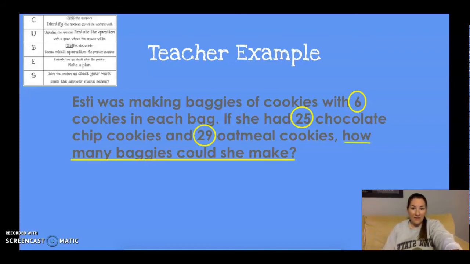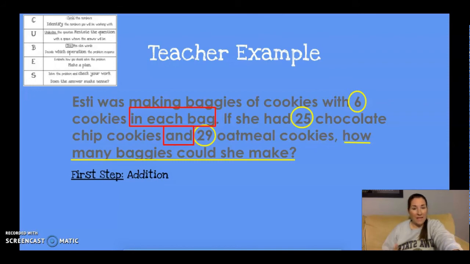Next, I'm going to underline the question. How many baggies could she make? So my answer will be she made blank baggies. Next, I'm going to box the important words. So if we have "in each bag," I'm separating them out into bags. And then I also have the word "and," so that means that I would have to put those together.